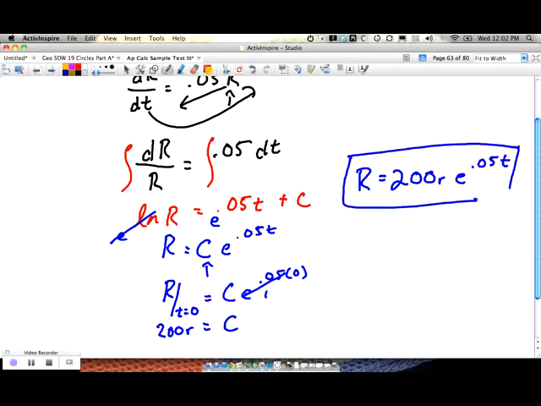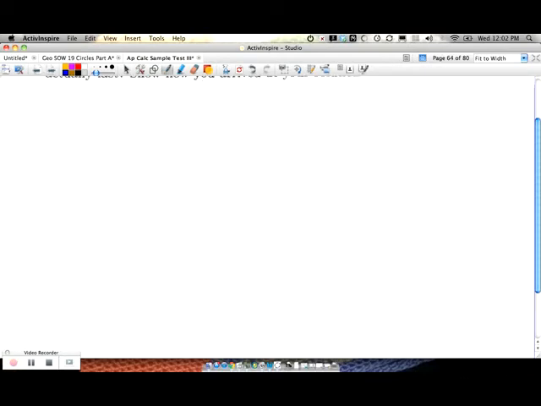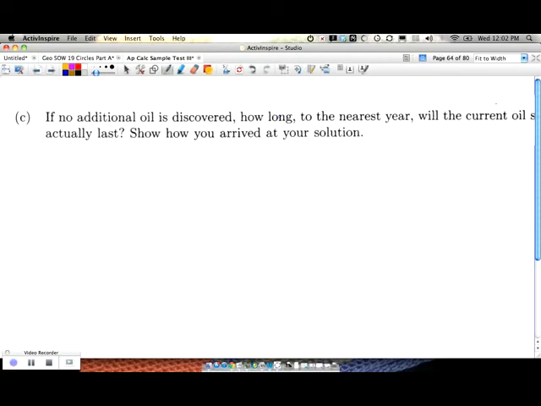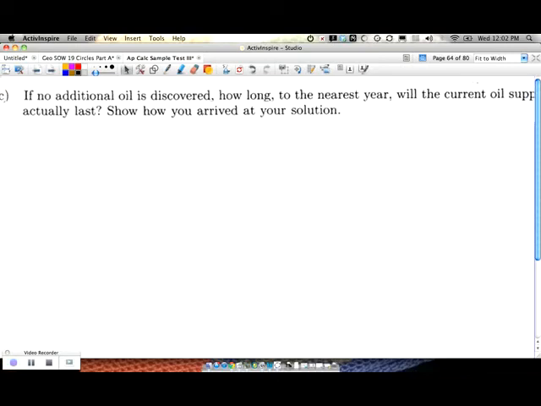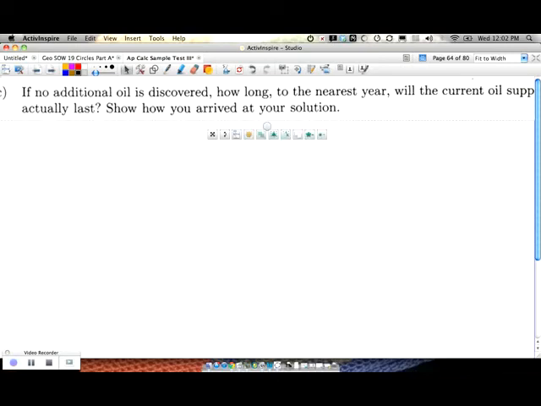Let's look at the next one. It's saying if no additional oil is discovered, how long to the nearest year will the current oil supply actually last? Show how you arrived at your solution.